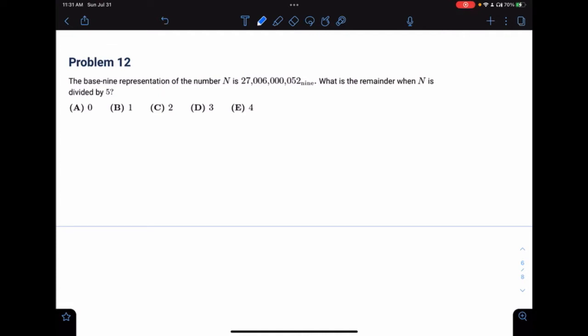Okay, so we have 9 to the power of 10, 9 to the power of 9, 9 to the power of 6, 9 to the power of 1, and this will be 9 to the power of 0. Okay, so now how do we solve this? So we have 2 times 9 to the power of 10, plus 7 times 9 to the power of 9, plus 6 times 9 to the power of 6, plus 5 times 9, plus 2.